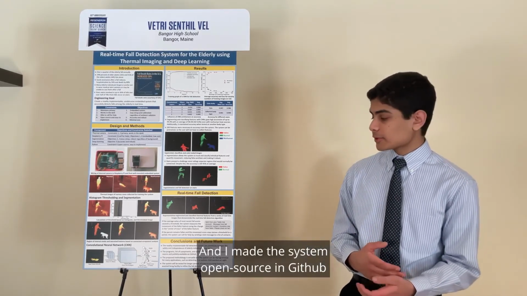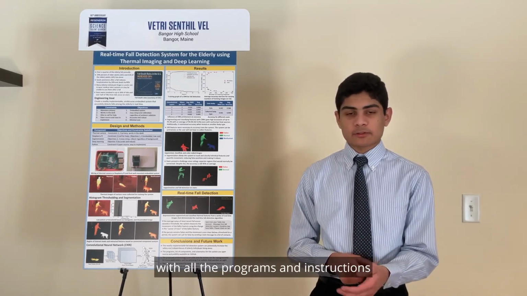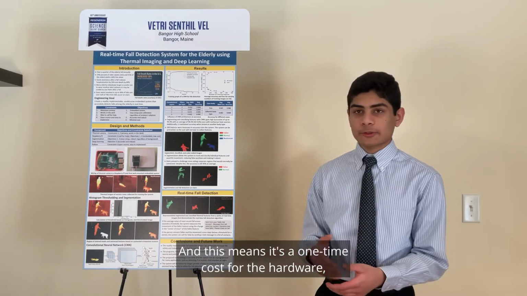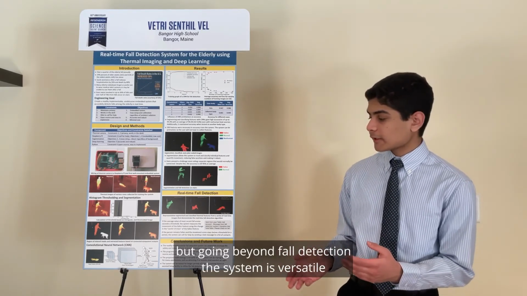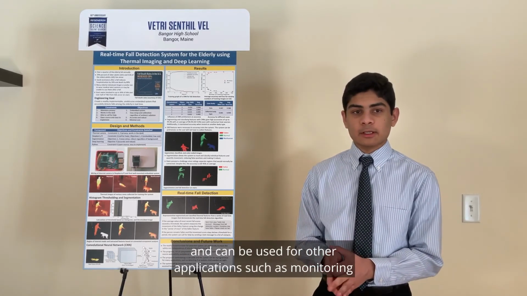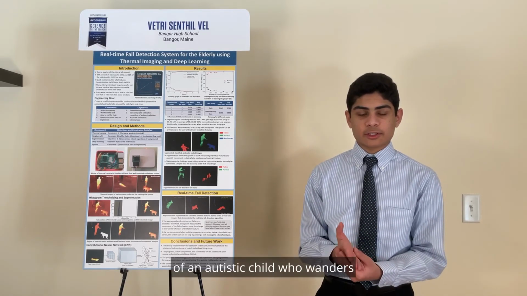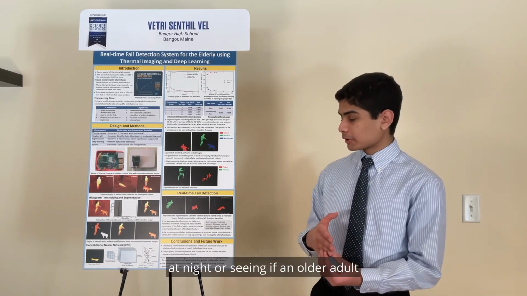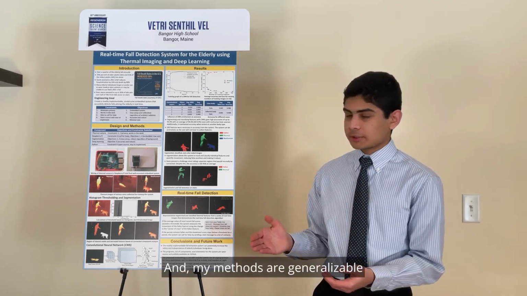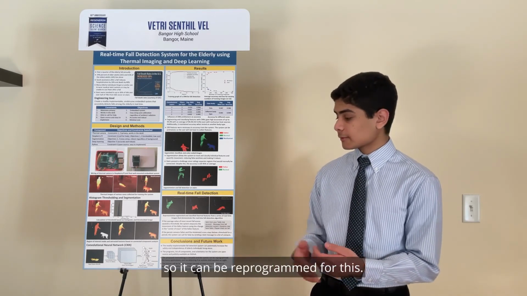And I made the system open source on GitHub with all the programs and instructions, so anybody who wants to can implement it. And this means it's a one-time cost for the hardware. But going beyond fall detection, the system is versatile and can be used for other applications, such as monitoring if an autistic child wanders at night, or seeing if an older adult with Alzheimer's wanders out of their house. And my methods are generalizable, so it can be reprogrammed for this.